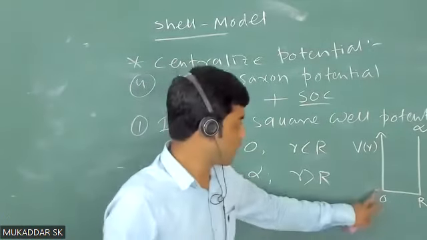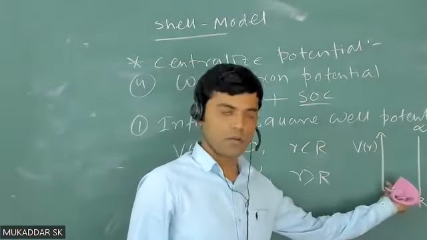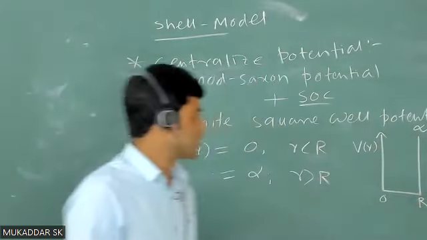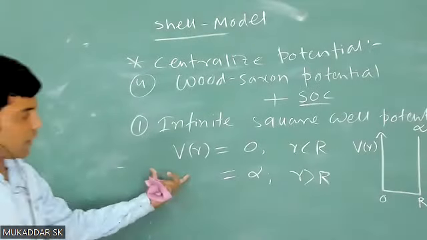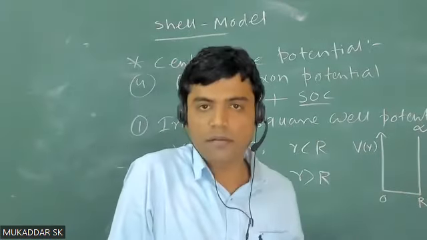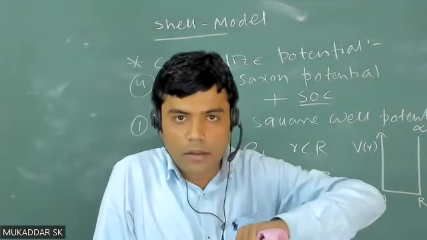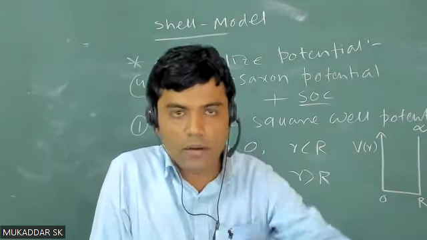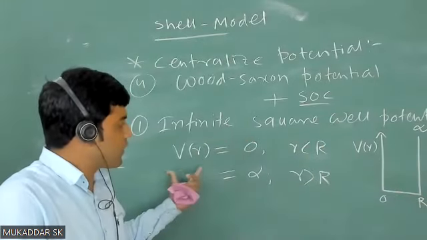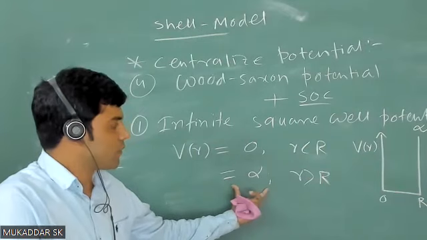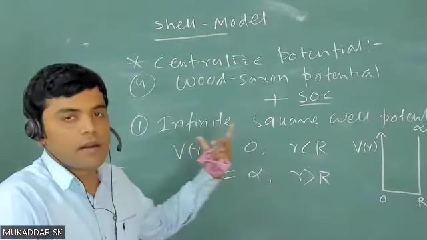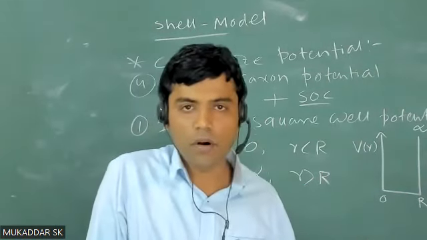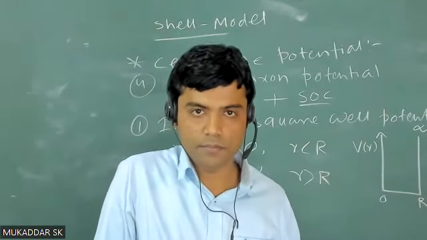So from 0 to R, the potential is 0, but at R, the radius of the nucleus, the potential is infinity. The meaning of this is that when a particular nucleon is revolving or rotating, other nucleons are creating a centralized potential, but that centralized potential is formed like this. So the other nucleons are creating some infinite square wave type of potential. They are assuming it like this.